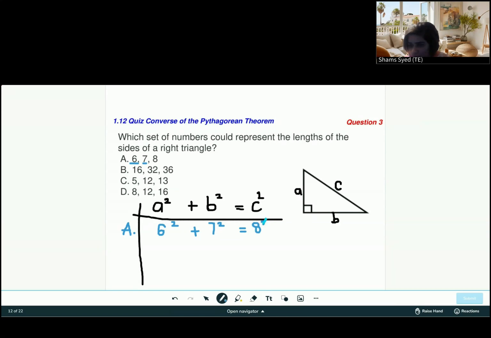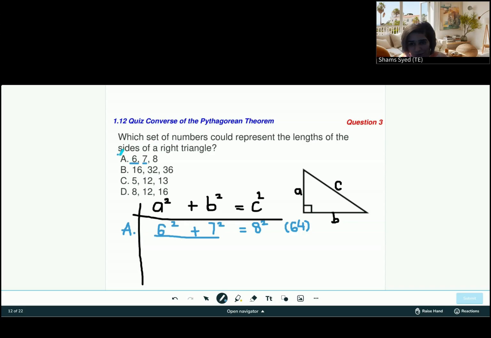Try it in the calculator. 8 squared is 64, right? Does that equal 64? If it does equal 64, they can be sides of the right triangle. 6 squared plus 7 squared, does that equal 64? 8 times 8 is 64. Put in the calculator 6 squared plus 7 squared. Does that equal 64 or 8 squared?